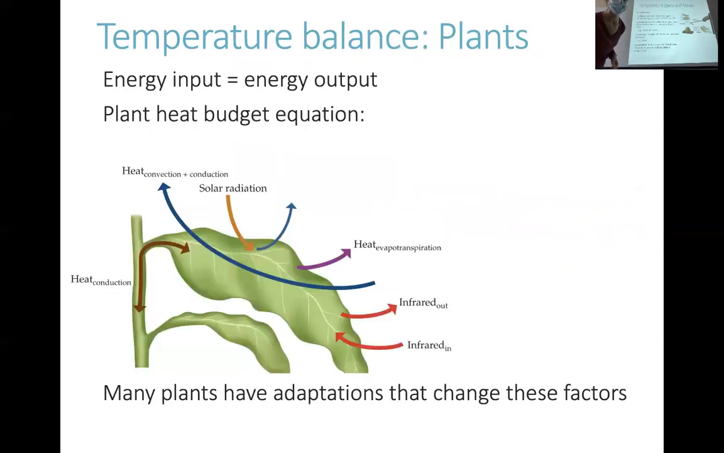So I'm not going to get into this next slide, but we'll do this on Thursday. We're going to talk about temperature balance and how plants and animals both balance their temperatures using those 4 characteristics. And we'll have an equation, and you'll see all of these kind of coming into play again. So we'll talk about those on Thursday. And yeah, I'll see you then.